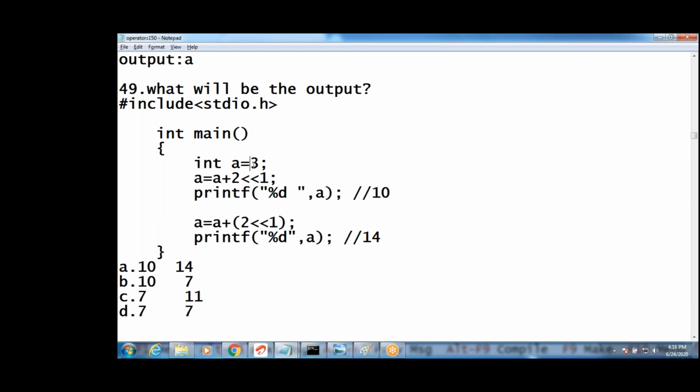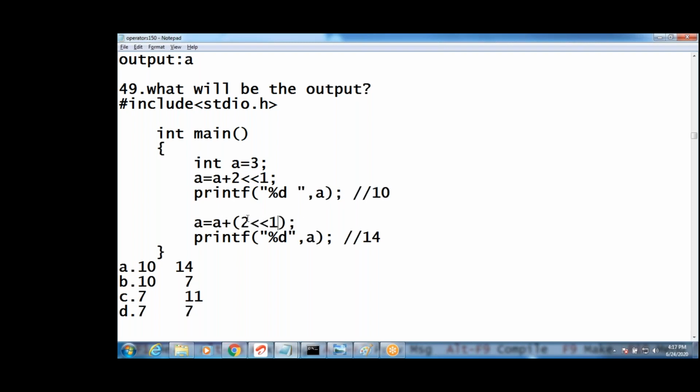Next one, bitwise AND and bitwise OR. See this, next operations completed in this program. A plus 2 first, addition first, guys. A plus 2, 3 plus 2 is 5, 5 left shift 1, 5 into 2 power 1 is 10.